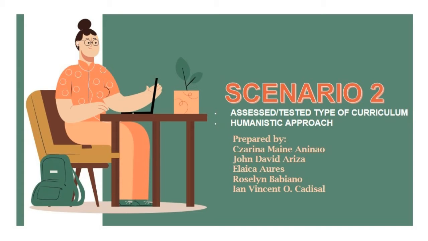We are Group 2 and we have created a scenario in which we have chosen assessed or tested as the curriculum type and the humanistic approach. Before discussing the scenario, allow me first to define what the assessed or tested curriculum type and the humanistic approach are, so that you have no confusion about this scenario.